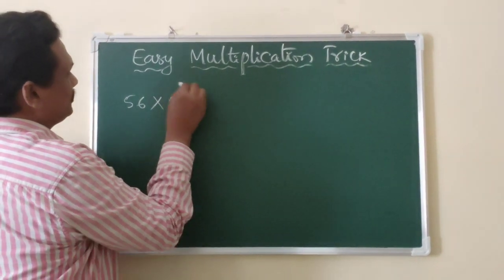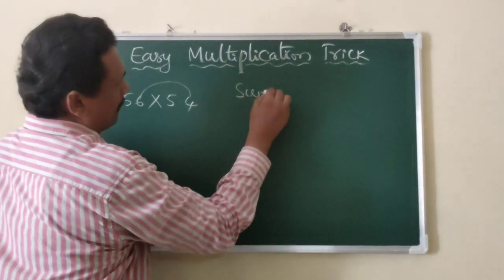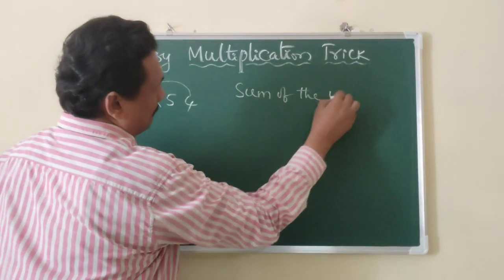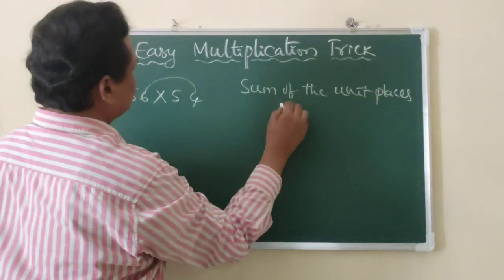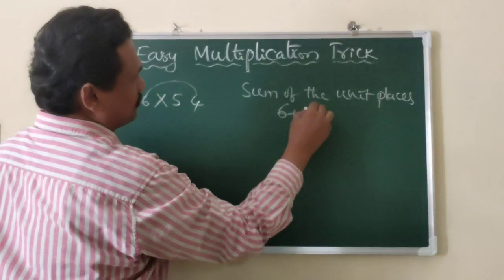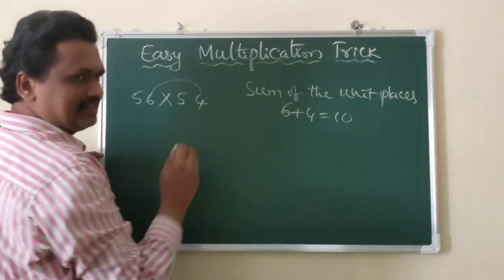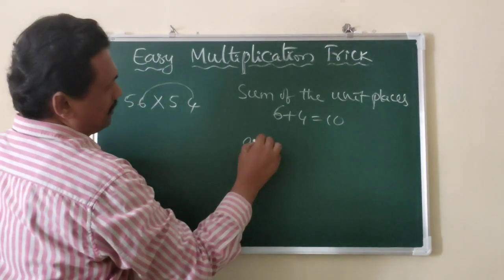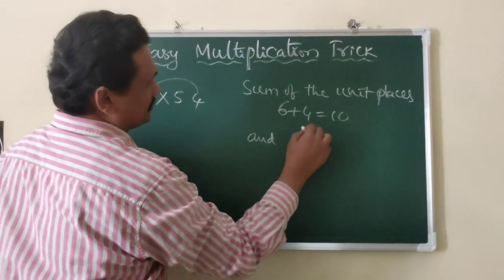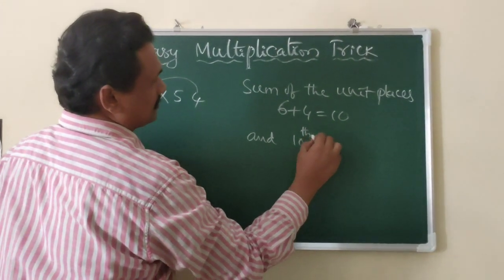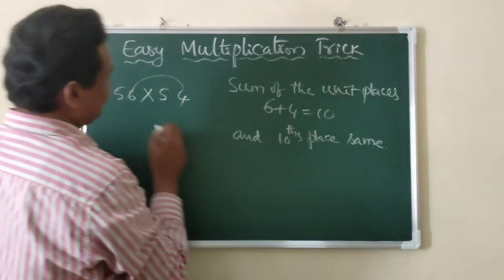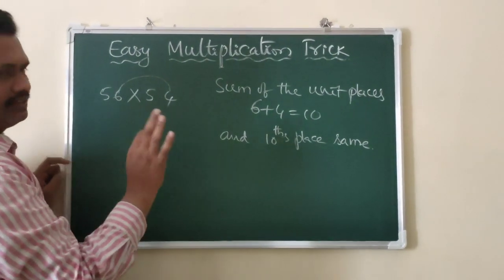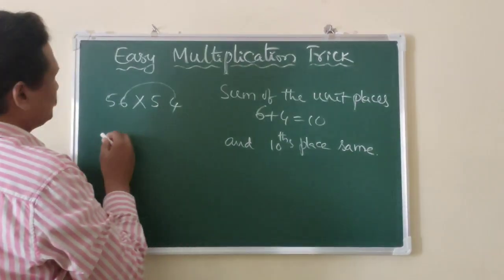Means the sum of the unit digits, the unit places. What is the sum of the unit places? 6 plus 4 equals 10. The sum of the unit places is 10 and the remaining tens place is the same. At that time, this technique is easy to apply, very good, easy to get the answer.